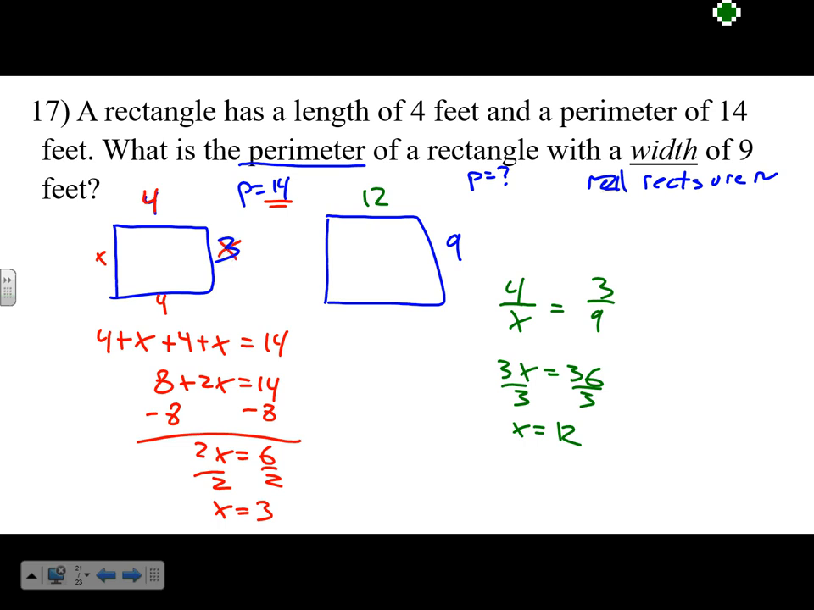Now I can find the perimeter, because that means this is 9 and this is 12. So you just add all those together. 9 plus 12 plus 9 plus 12 is 42. So the perimeter for that one is 42. So that one's a little bit of a harder problem.